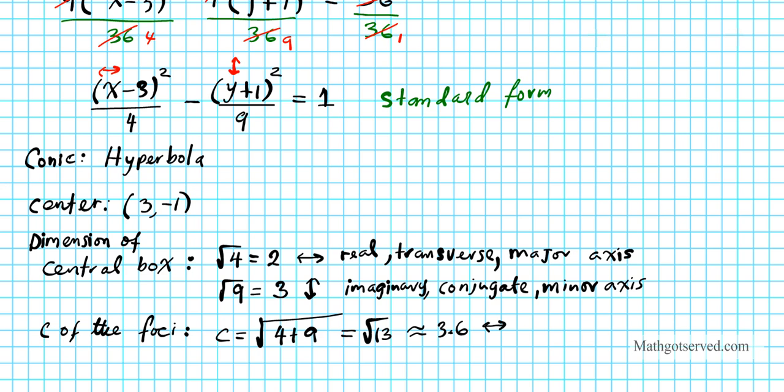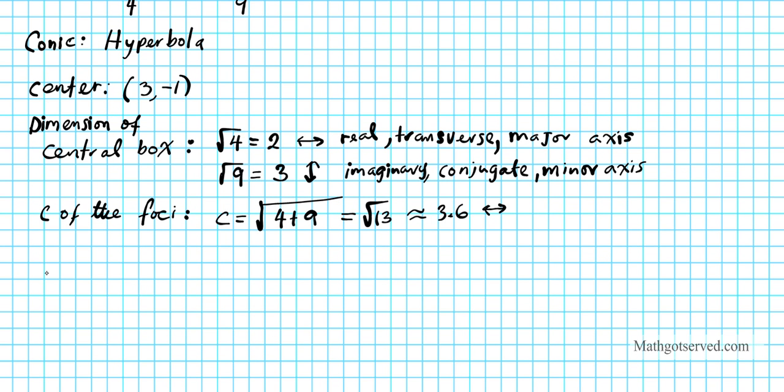All right, now the next thing we need to find is the eccentricity of our hyperbola. The eccentricity is going to be C of the foci divided by half of the real axis. So C is root 13, and half of the real axis is 2, so it's going to be root 13 divided by 2. There goes your eccentricity.